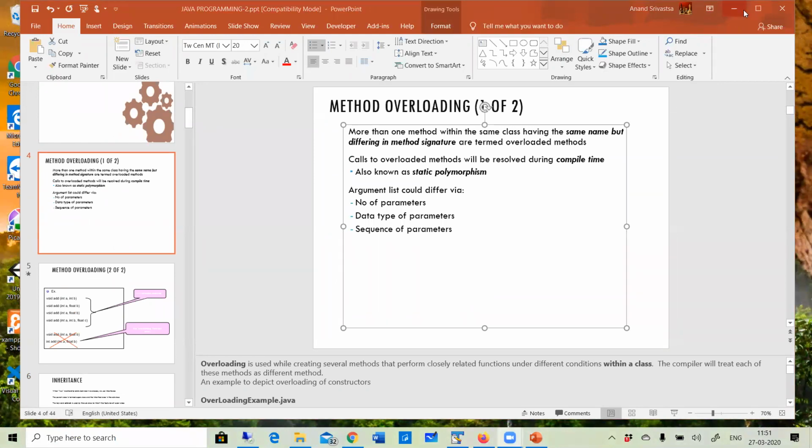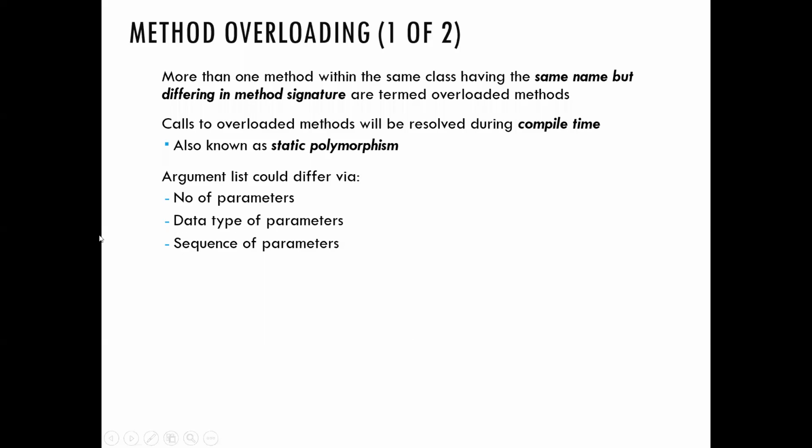So here, let me first start with what is method overloading. Basically, method overloading is where we have the same function name or method name, but the arguments might be different. Okay. A return type cannot be different. The argument list could differ via number of parameters, data type of parameters, sequence of parameters.